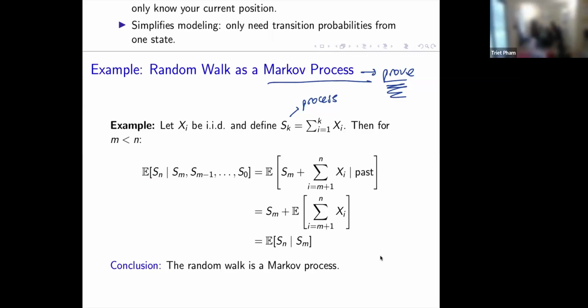But anyway, how do you prove that the random walk is Markov? Well, you condition. And by the way, when we say something is Markov without any reference, by default it is with respect to itself. That's why we condition on S.